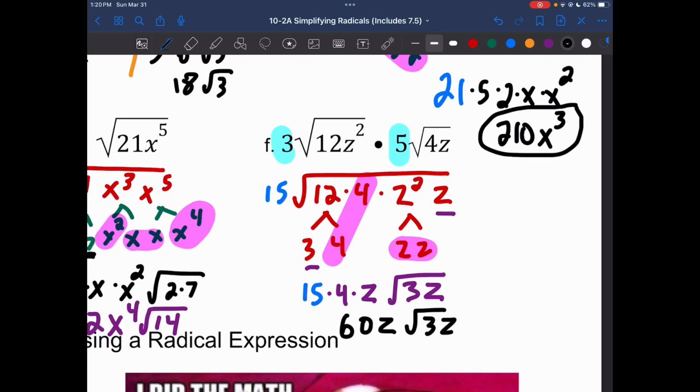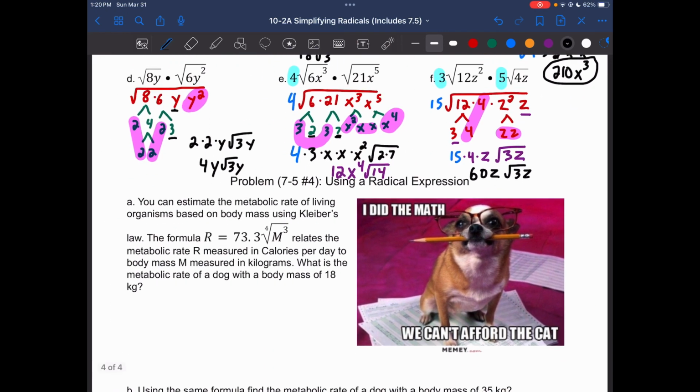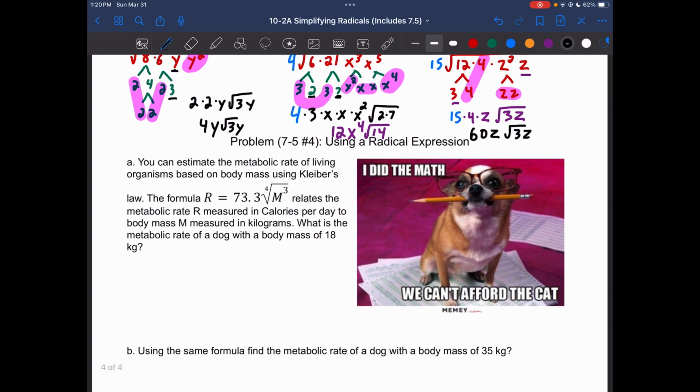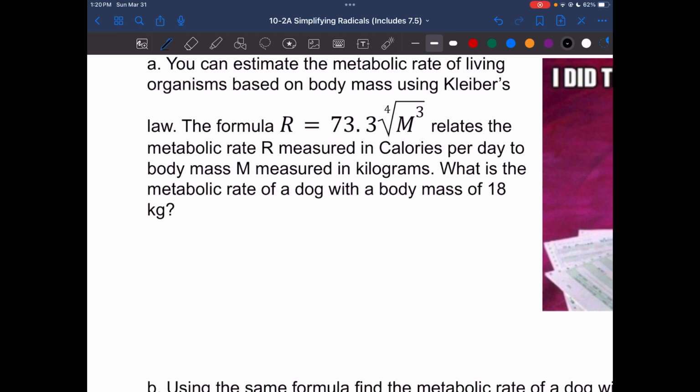Okay. Now, problem 7.5, number 4 here is using a radical expression. So we are going to take a radical expression and use it to figure out a fact. So you can estimate the metabolic rate of living organisms based on body mass using Kleiber's law. The formula R equals 73.3 times the 4th root of m cubed relates the metabolic rate, R, measured in calories per day, to the body mass, M, measured in kilograms. What is the metabolic rate of a dog with a body mass of 18 kilograms?